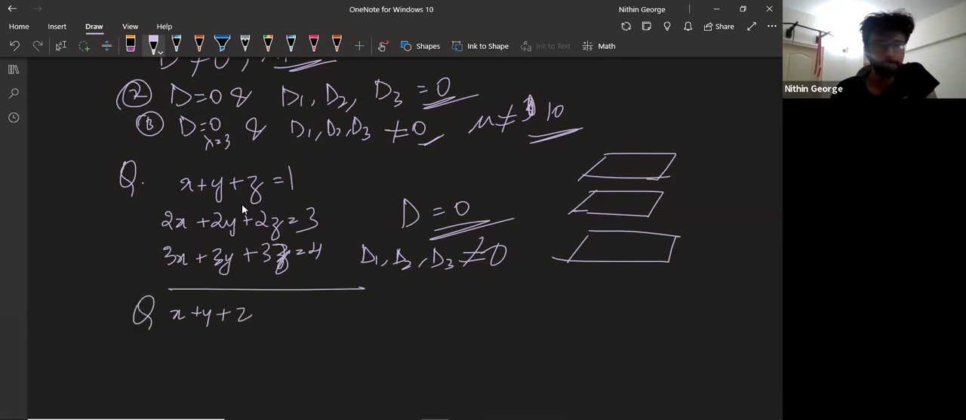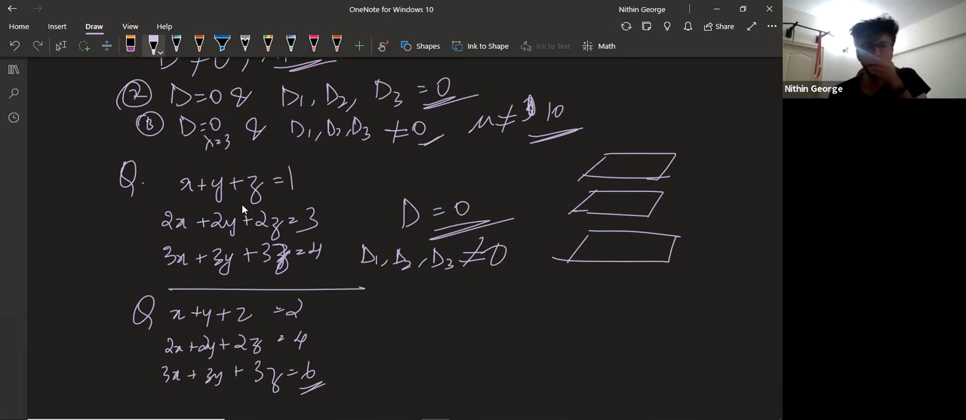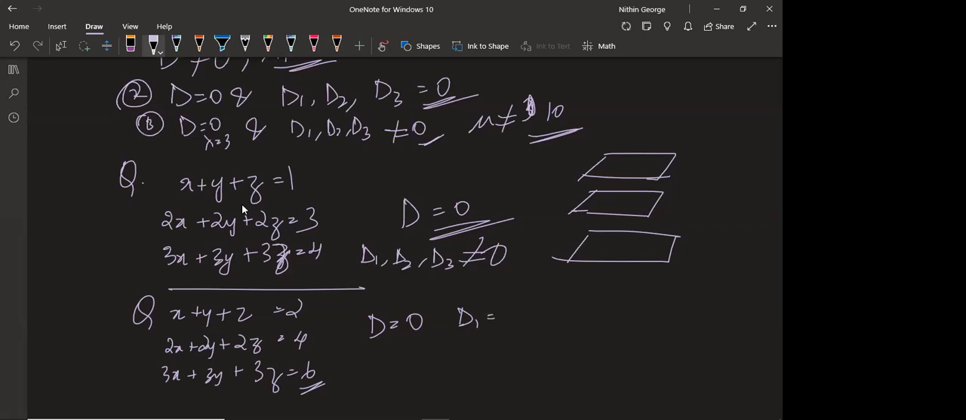Next question. x plus y plus z equal to 2. 2x plus 2y plus 2z equal to 4. 3x plus 3y plus 3z equal to 6. Here directly you can say d equal to 0. What about d1, d2, d3? They are also zeros.